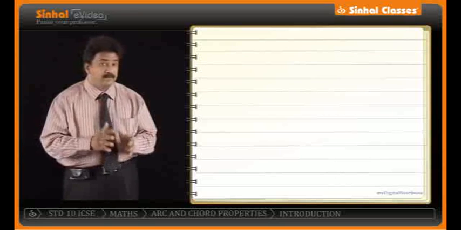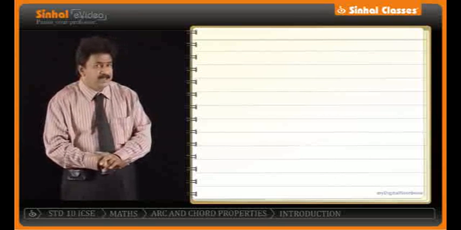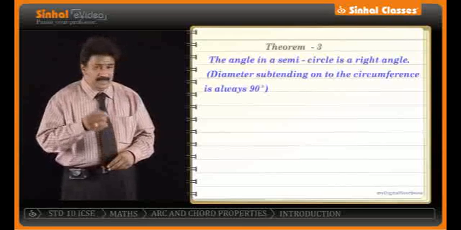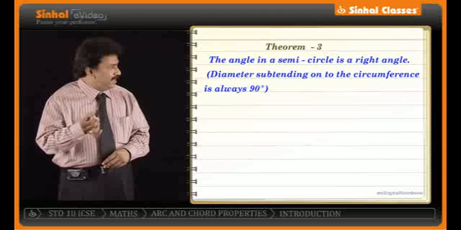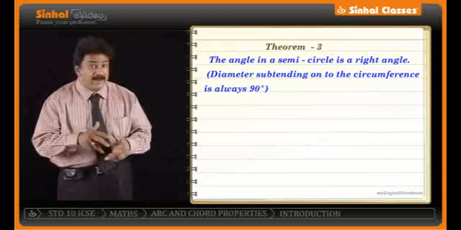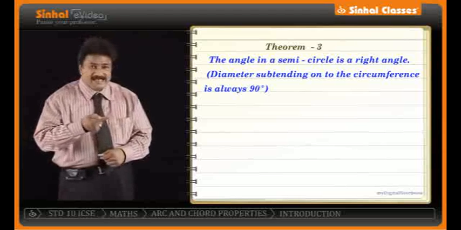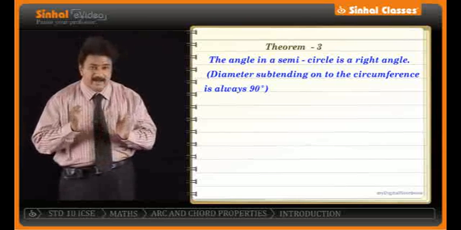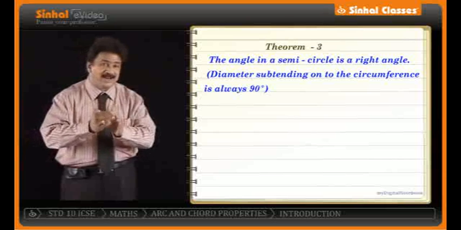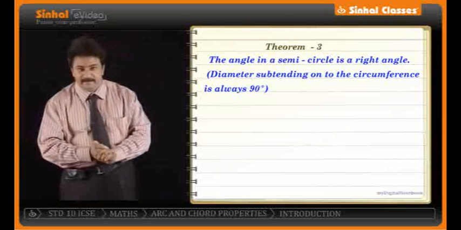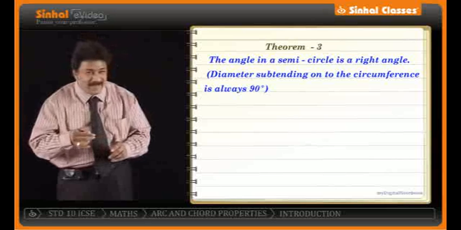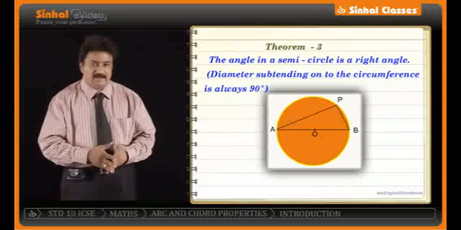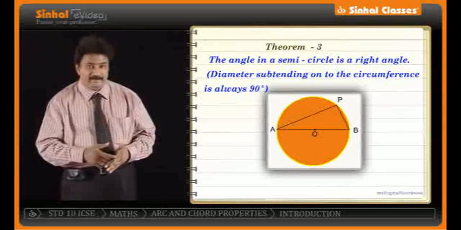Okay, we go for the third theorem of the same chapter. What is the third theorem? See the theorem which is given to you. The angle in a semicircle is a right angle. I read once again: the angle in a semicircle is a right angle. Or in other words, a diameter subtending onto the circumference is always 90 degrees. Subtending means what? Moving ahead and meeting a point on the circumference is always 90 degrees.